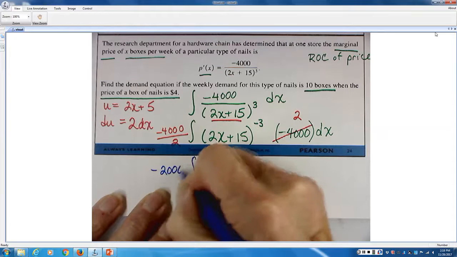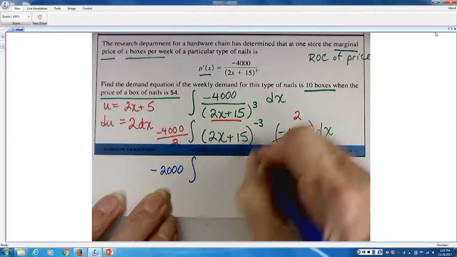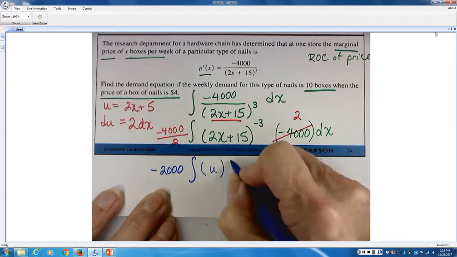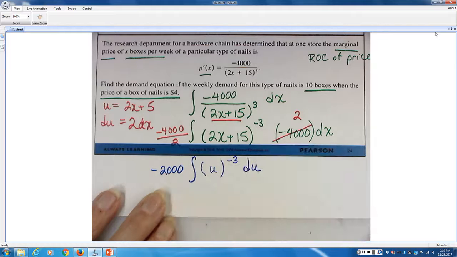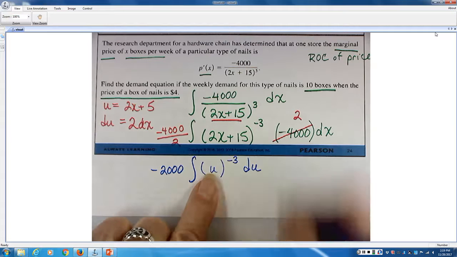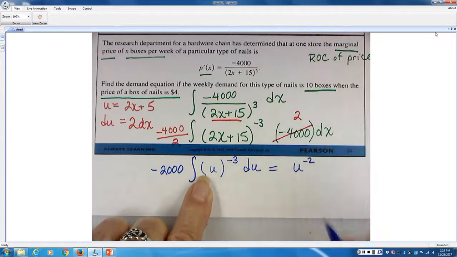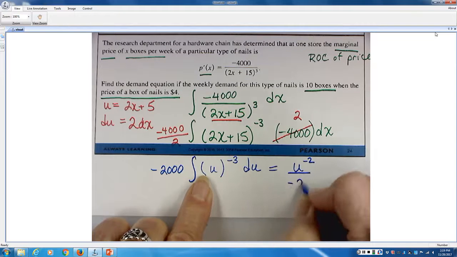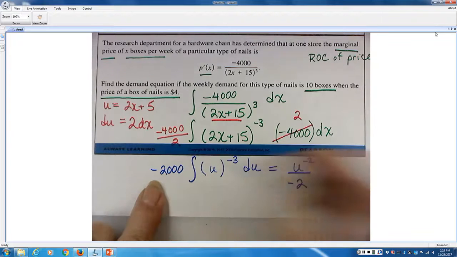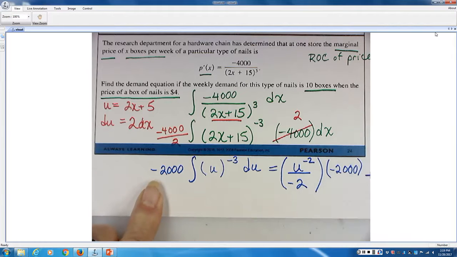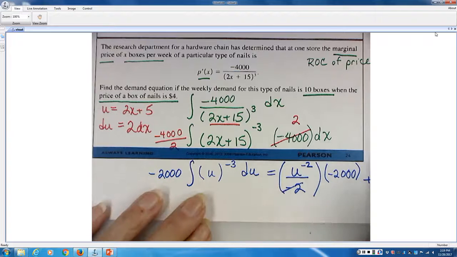Negative 2,000 times this to the negative 3 power du. So when I integrate u to the negative 3 power, what I actually get then, let's see, negative 3 plus 1 is u to the negative 2 power. And I'm going to divide that by negative 2. But then I've still got this negative 2,000 out here. And of course I'm going to add my constant. Negative 2 goes into negative 2,000 1,000 times.